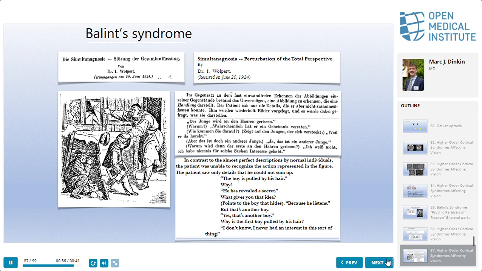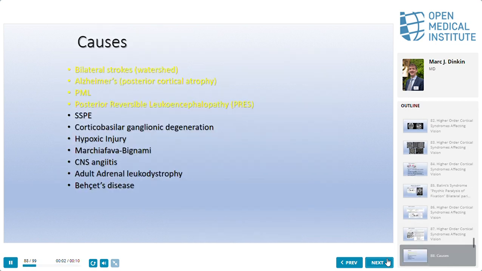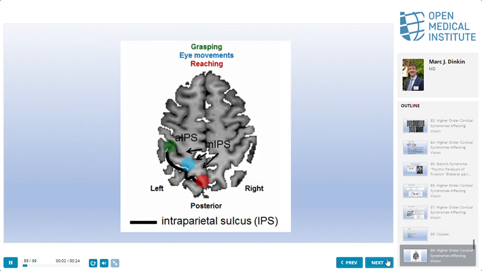Balint syndrome can be caused by all of these things, like PRES, posterior reversible encephalopathy syndrome, Alzheimer's, strokes bilaterally, and PML. Okay? And actually, the problem is in the sulcus between the occipital and parietal lobe, the intraparietal sulcus. If it's more anterior, it causes a problem with grasping. If it's more in the middle, medial, it's more the problems with eye movements. And if it's more here, the ocular apraxia. And if it's more posterior, it's the optic ataxia. So you can have partial Balint syndrome.